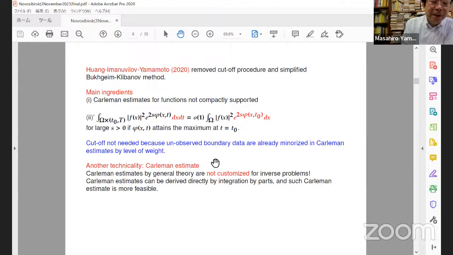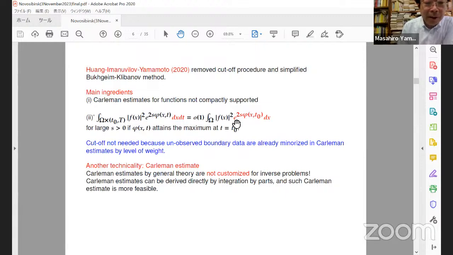Carleman estimate is usually used for unique continuation. But our problem is an inverse problem. Therefore, not only the Carleman estimate, but also this kind of inequality for weighted volume integral, estimated by a small coefficient times something like a cross-section integral. Actually, this is very essential for applying the Carleman estimate to inverse problems.